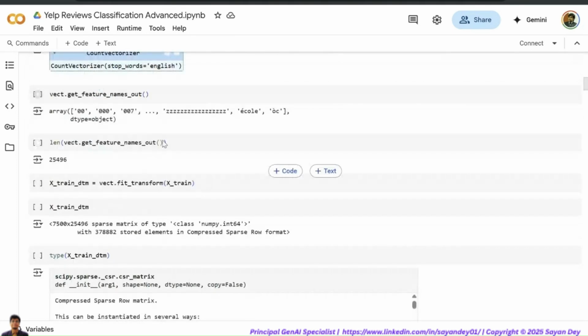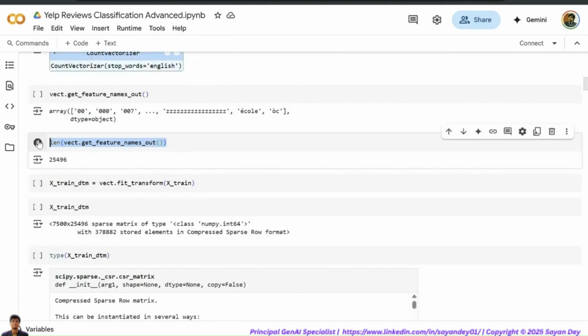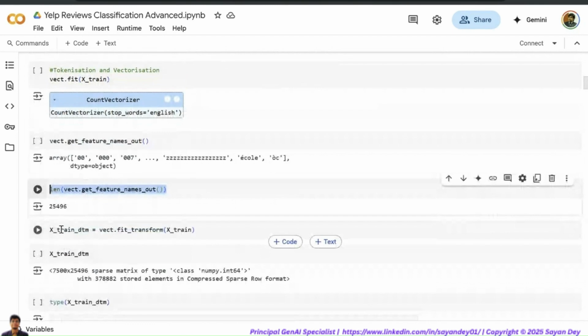Okay, vect.fit and get feature names. You can find out the list of unique features, and there are 25,496 unique features, or 25,496 unique words we are having. This is the real data set. We have taken a real data set from Yelp, anonymized, obviously. We have taken some open source data, and when we go through the entire data set of all the reviews that people have posted, we can see there are a total of 25,496 unique terms. These are the kind of features that people have used.